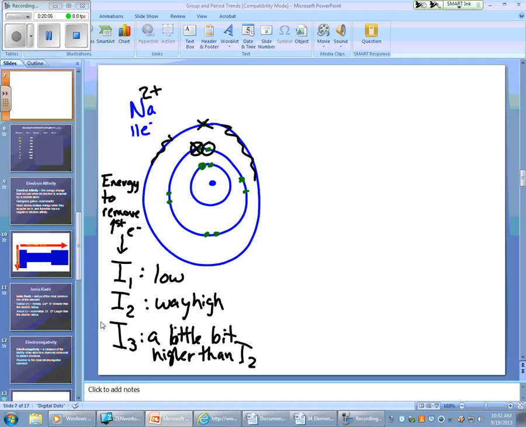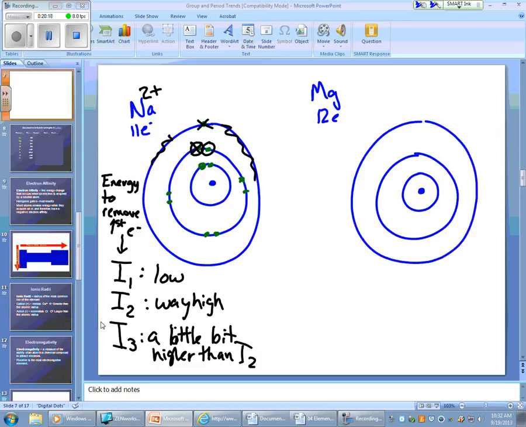Now let's look at magnesium. It's going to be relatively similar here, but magnesium has 12 electrons. So we'll go ahead and draw that. 12 protons in the nucleus. We have those 3 energy levels.